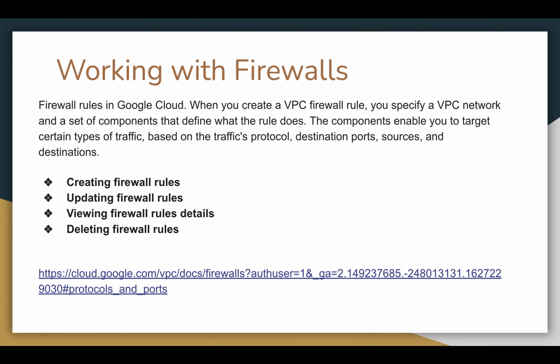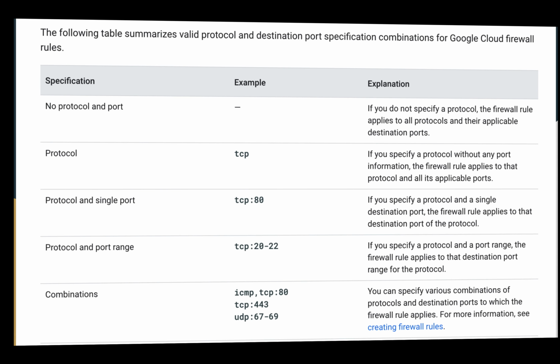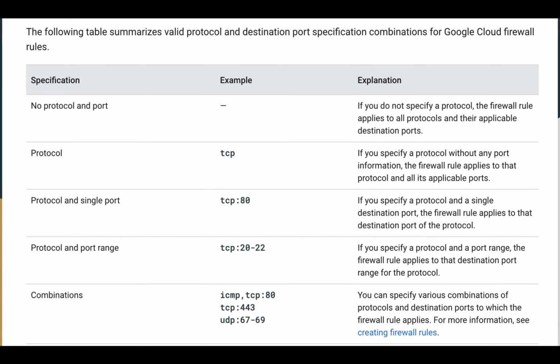So we are going to see the demo in our upcoming video. We are going to be working with firewall. So we have firewall rules in Google Cloud. When we create a VPC firewall rule, we specify a VPC network and a set of components that define what the rule does. The components enable us to target certain types of traffic based on the traffic's protocol, destination ports, sources and destinations. So here I have given this table.